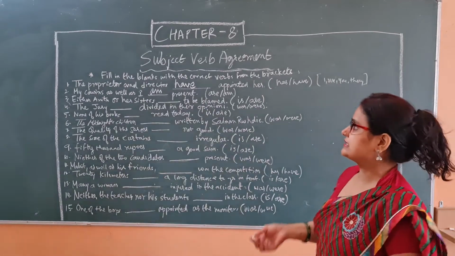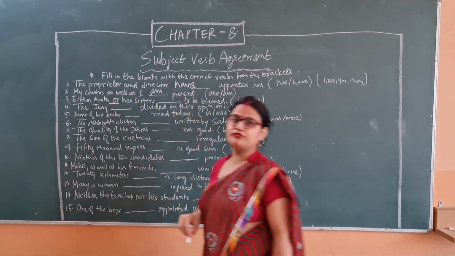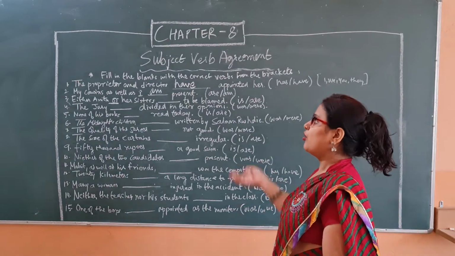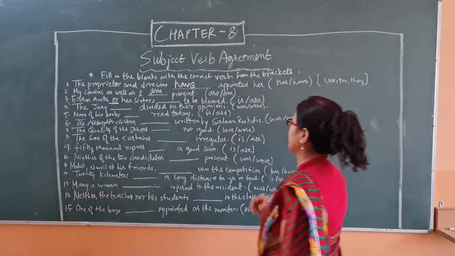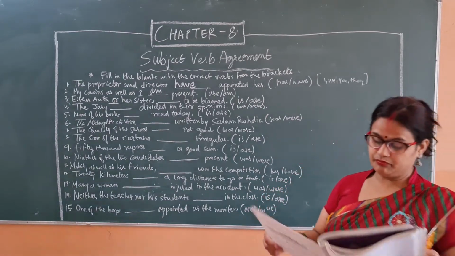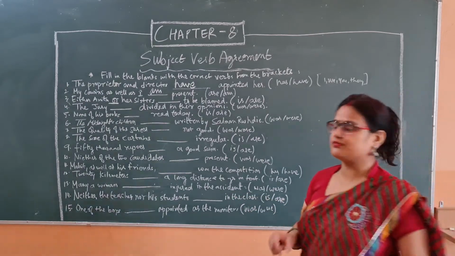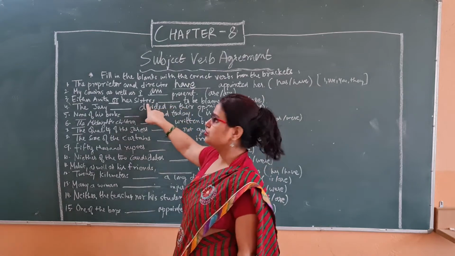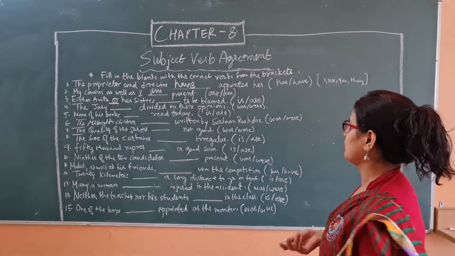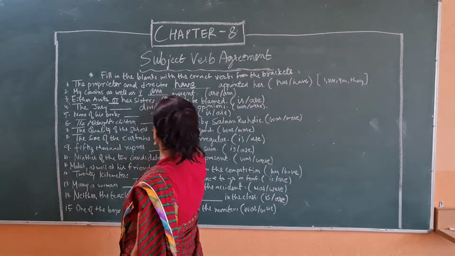Either Anita or her sisters. Now remember, it's not and here, it is or. So wherever you find or, it means there is a choice between two things. Either Anita or her sisters dash to be blamed. But now remember students, whenever there is a question about either or, you just have to check the nearest subject. The blank is nearer to sisters. Is sisters singular or plural? Sisters is a plural one. So will sisters go with is or are? Very good. It goes with are.